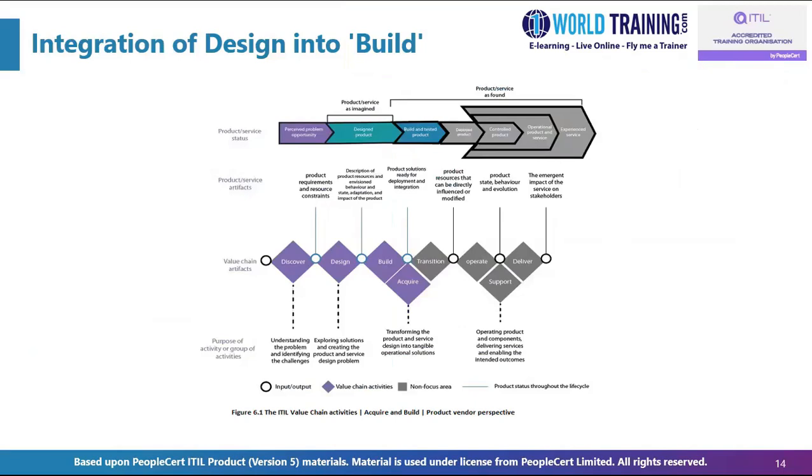Here we've got a diagram of integration of design into build. This diagram shows the flow from design artifacts through to build outputs. And the key message is build is not a creative activity. It executes the design blueprint. If the design is incomplete or untestable, build will struggle. The quality of the design to build handover is a key determinant of build success.